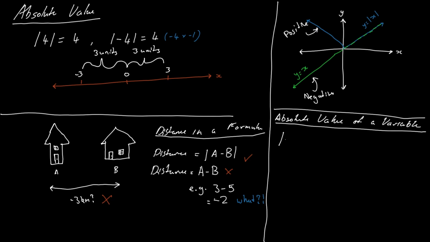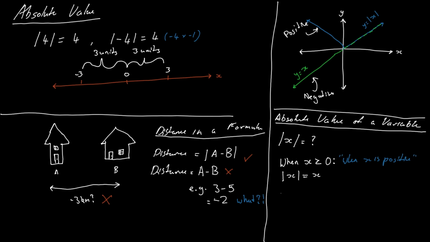x could either be a positive number or it could be a negative number, and these two things are treated very differently. We must somehow mathematically say that we don't do anything when it's positive, and we make it positive when it's negative. To do this, we say when x is greater than or equal to 0, which is just saying when x is positive, the absolute value of x is just equal to x.